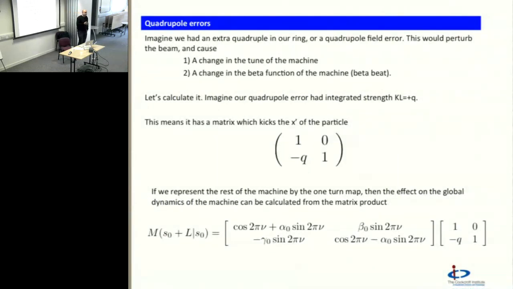The rest of the machine you can represent easily as a one-turn map. That gives you the whole machine in one little object. So I can find the global dynamics impact by having my one-turn map. So that's just the map for one turn. Now I have one turn, quadrupole kick, one turn, quadrupole kick, turn after turn. So the new one-turn map is that times that. That's the new one-turn map, if you see what I mean. And that equals the new one-turn map.